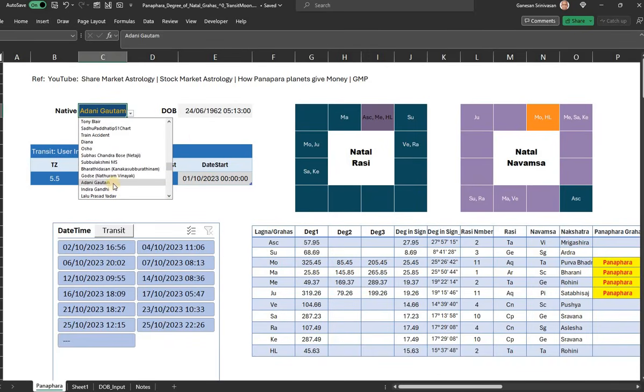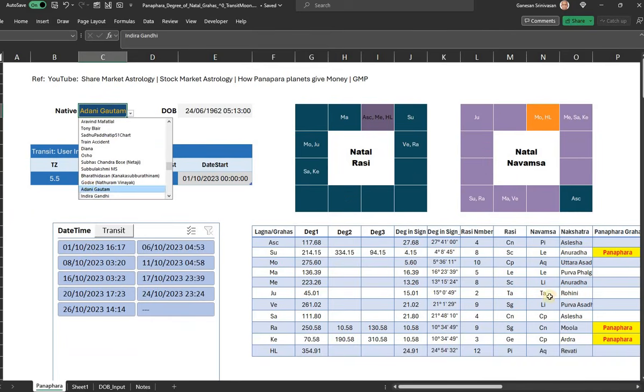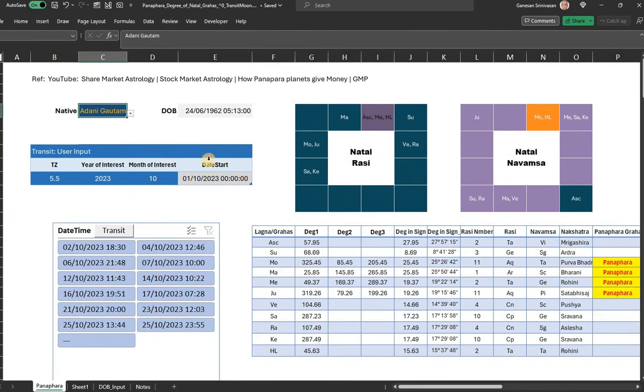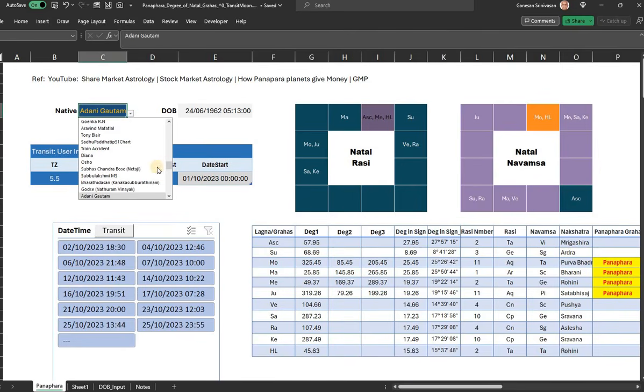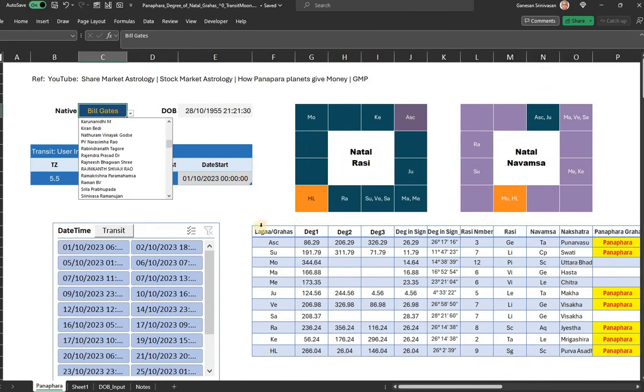Say let us take Indira Gandhi. She has some other planets in Panaphara. So this way you can choose multiple people here and get their Panaphara degrees. Some people might have a lot of Panaphara degrees, some might not have too many, depending upon how they are placed. See, this Bill Gates has so many Panaphara degrees. So this is his advantage. Now, suppose a person has to trade based upon his natal chart as well as transit. How would he go about doing it is the question now, right? So the idea is, let me explain it to you.